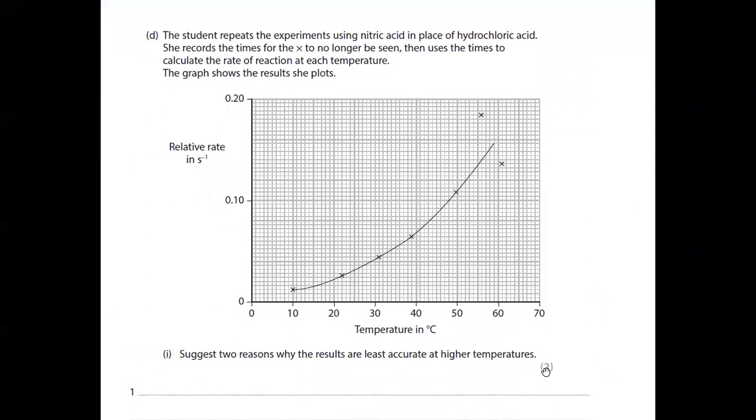Now, the student repeats the experiment using nitric acid in place of hydrochloric acid. She records the time for X to no longer be seen, then uses the time to calculate the rate of reaction at each temperature. The graph shows the result she plots. Suggest two reasons why the results are less accurate at higher temperature.